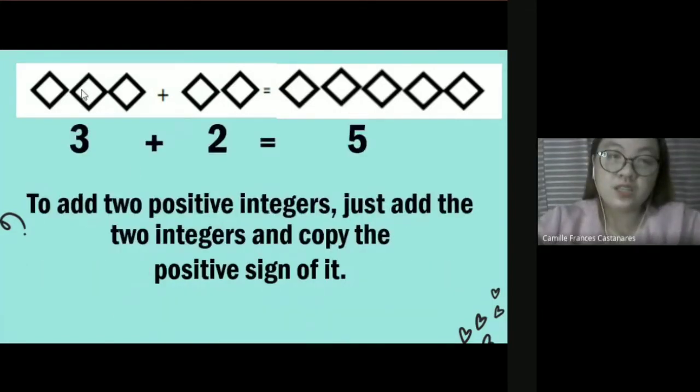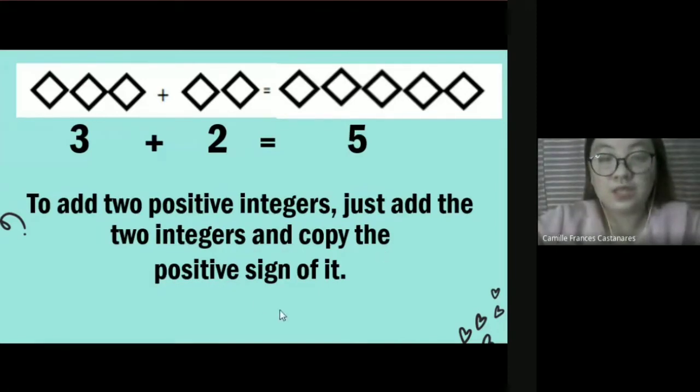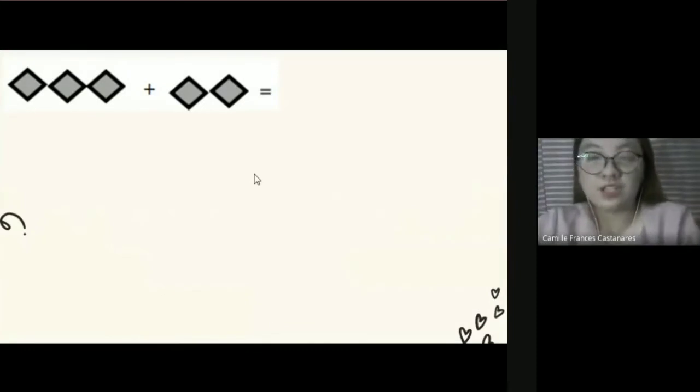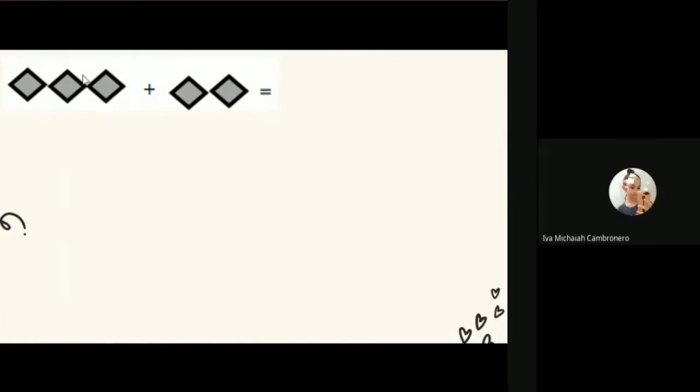So, 3, this is positive 3. This is positive 2. When we add 3 and 2, we will get positive 5. Sabi dyan, to add two positive numbers, just add the two integers and copy the positive sign of it. So, meron tayong rules para dyan. I-explain natin sa inyo mamaya. So, let's have this one. So, anong nire-represent nito? Negative 3 po.